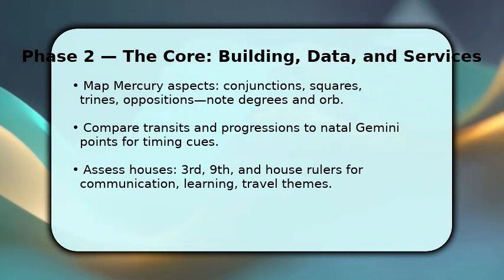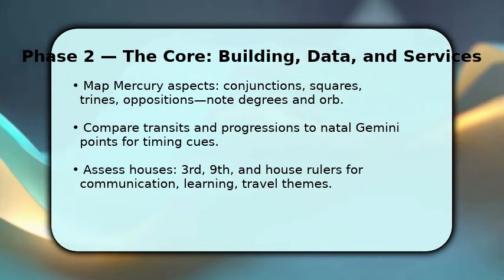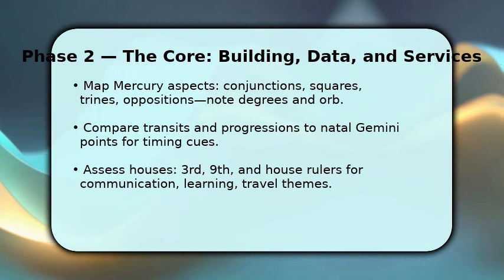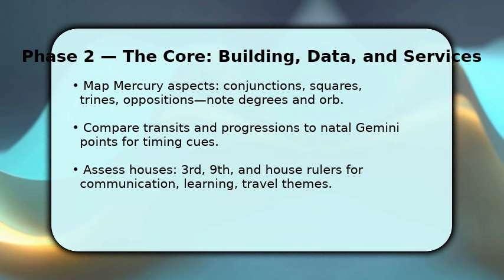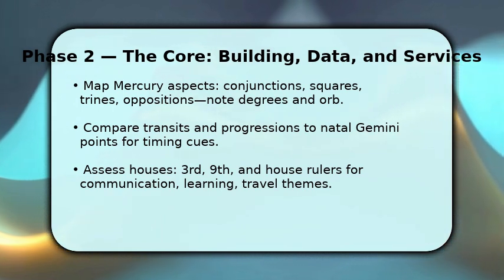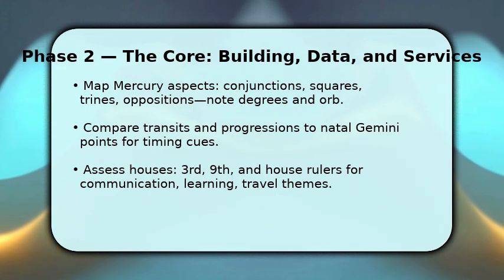Make sure to interpret polarity and modality. Mutable signals show adaptability, while air signs emphasize ideas over feelings. Use transitional phrasing between observations so meaning emerges. Connect aspect quality to likely behavior and decide which threads to prioritize in your reading.